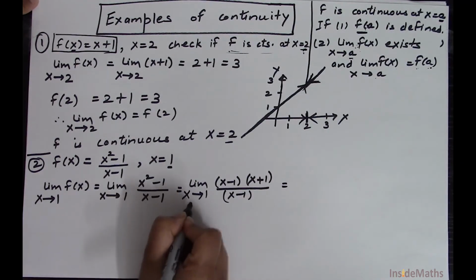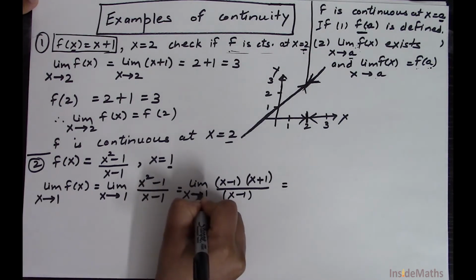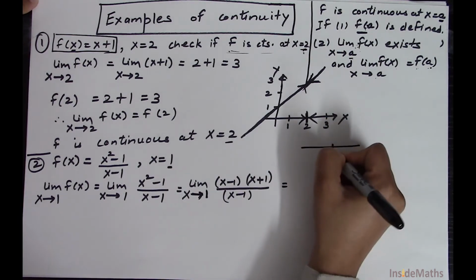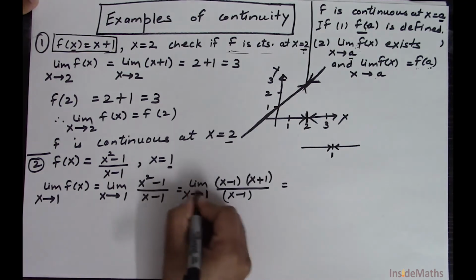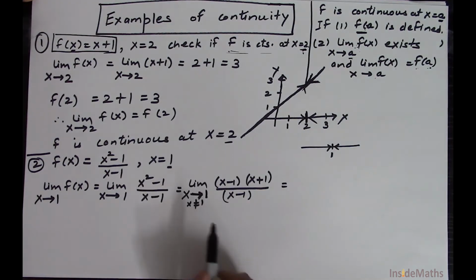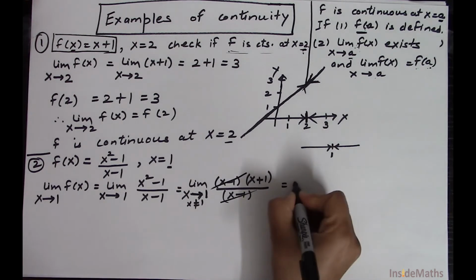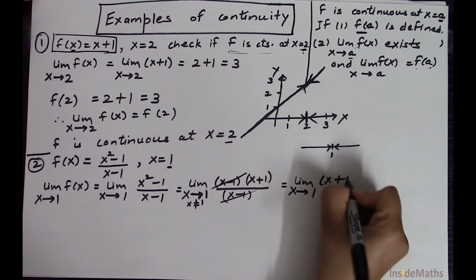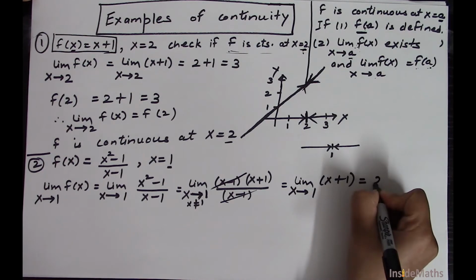Now here we know when we are solving the limit, when x is approaching 1, that means x is just approaching 1 from both sides. x is not equal to 1 when we write x approaches 1. So here, because x is not equal to 1, we can cancel out these terms. So what do we get? Limit x approaches 1, x plus 1. If I solve it, I get 2.